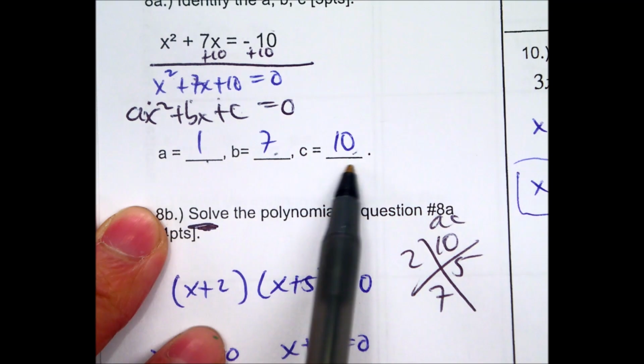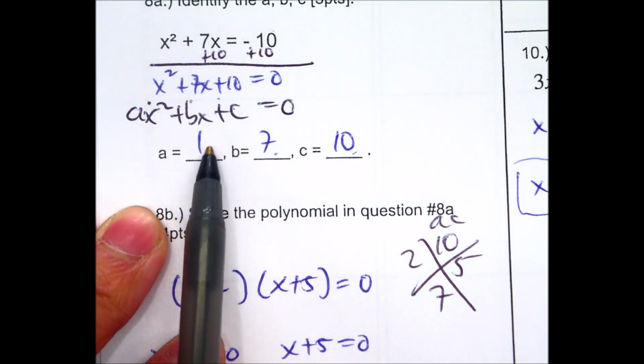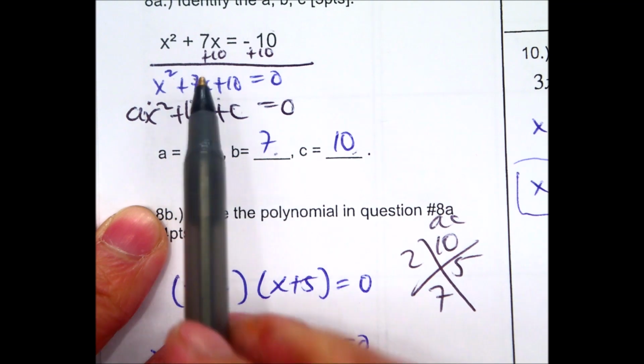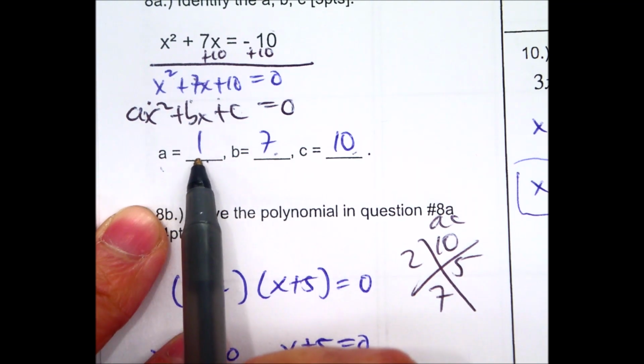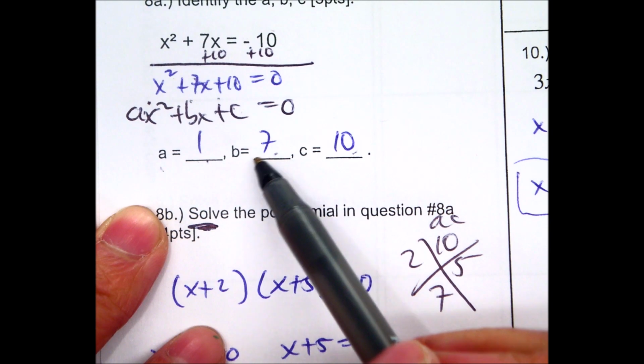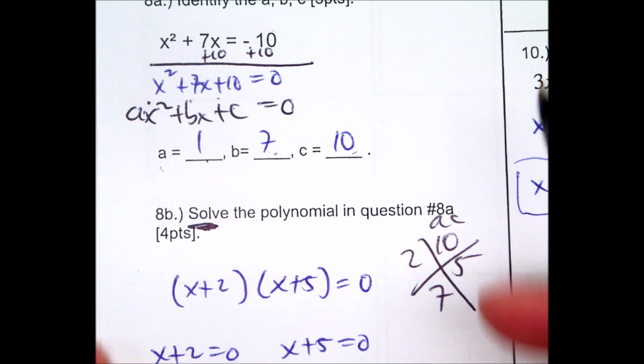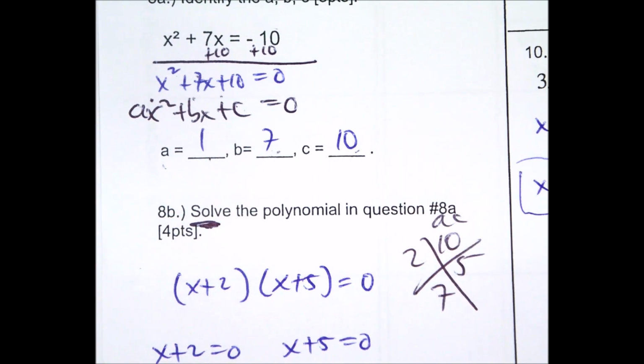The second mistake here was that some students wrote 1x squared or x squared. That's incorrect. These are the coefficients or numbers in front. Same thing here. You can't have 7x. It has to be a 7. 1 point for every correct blank.